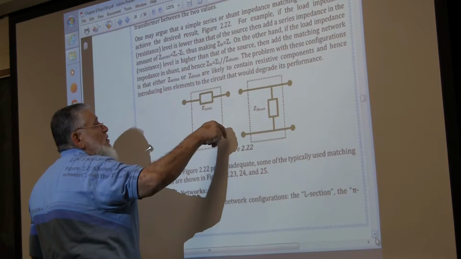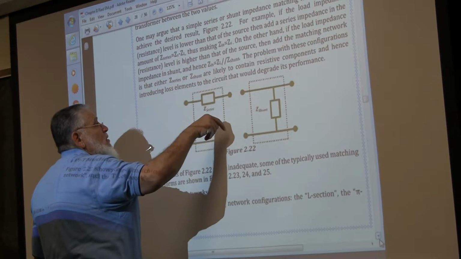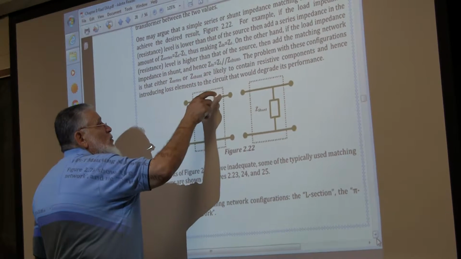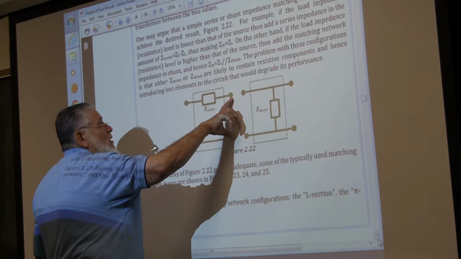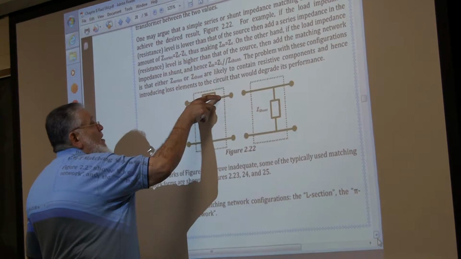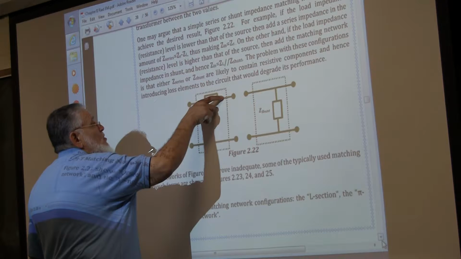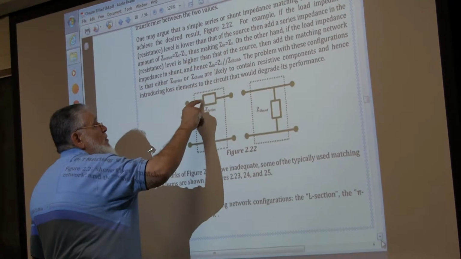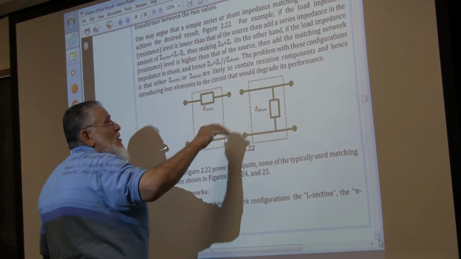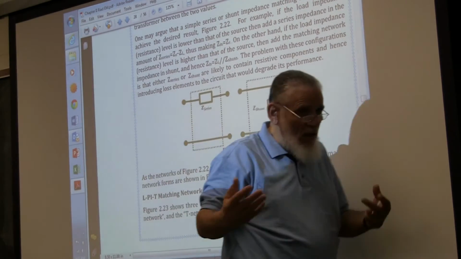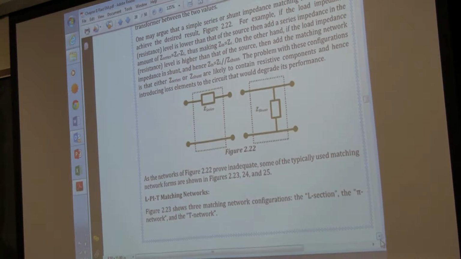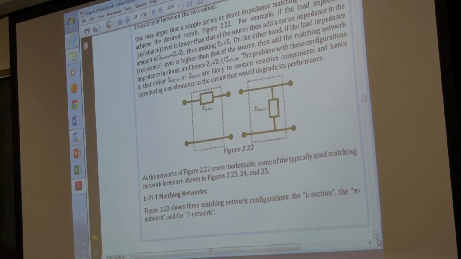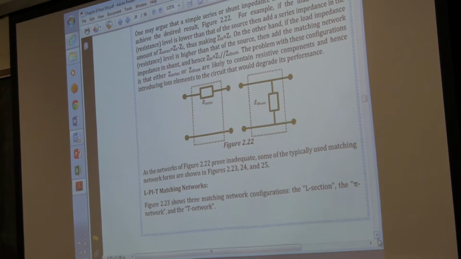You have a voltage divider and also a power divider, because your power here is going to be divided between the resistance here and the resistance there. If it's a reactance, it's okay. Add a reactance, no problem. Reactances don't dissipate power. But if it's a resistance level, then this is a disaster. You can change your impedance levels, but you are wasting power. So we don't do that.